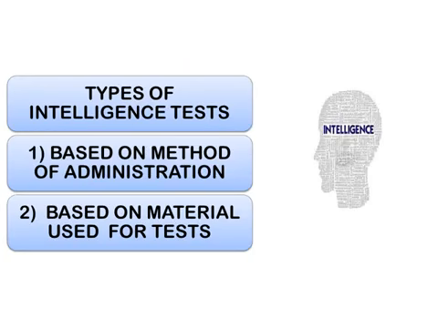Today we are going to study about types of intelligence tests. These tests are classified in two ways. One, based on method of administration. Second, based on material used for the test. Methods of administration of the test are individual tests and group tests, whereas material used for the tests are verbal tests of intelligence and non-verbal tests of intelligence.